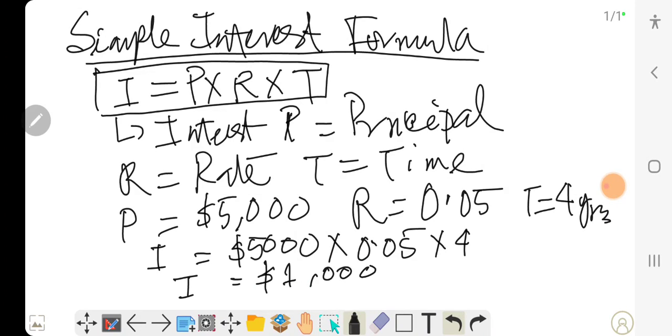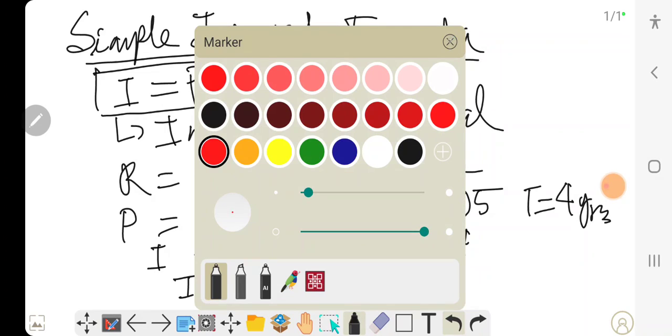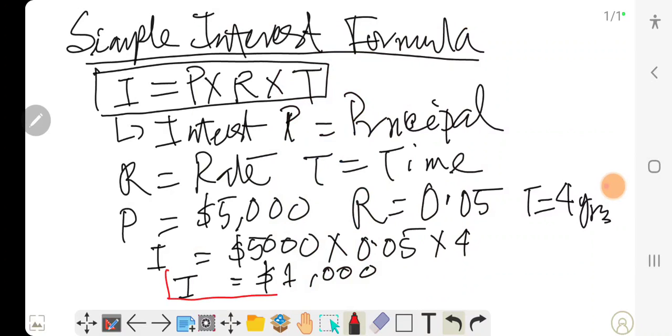So the interest amount for a principal amount of 5,000 at the rate of 5% for the 4-year period is going to be $1,000. So this is the interest amount. Now that we know the interest amount is computed based on these 4 parameters, we can find out one of the parameters knowing the other 3.